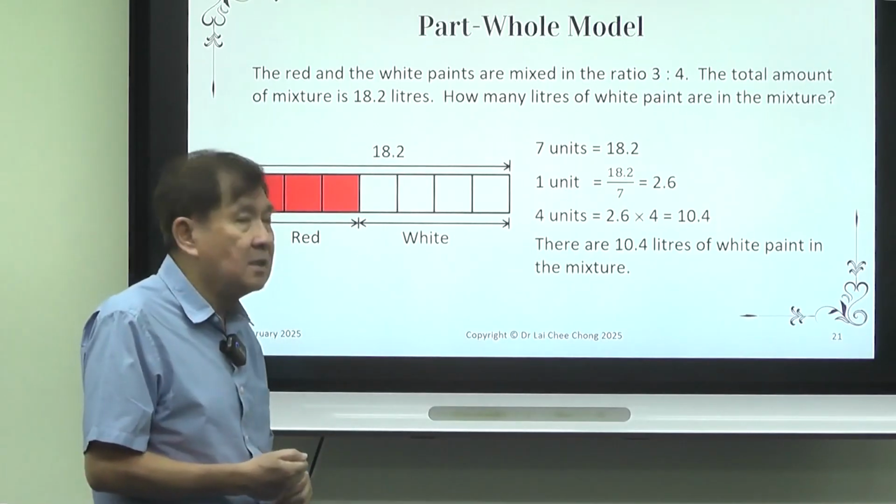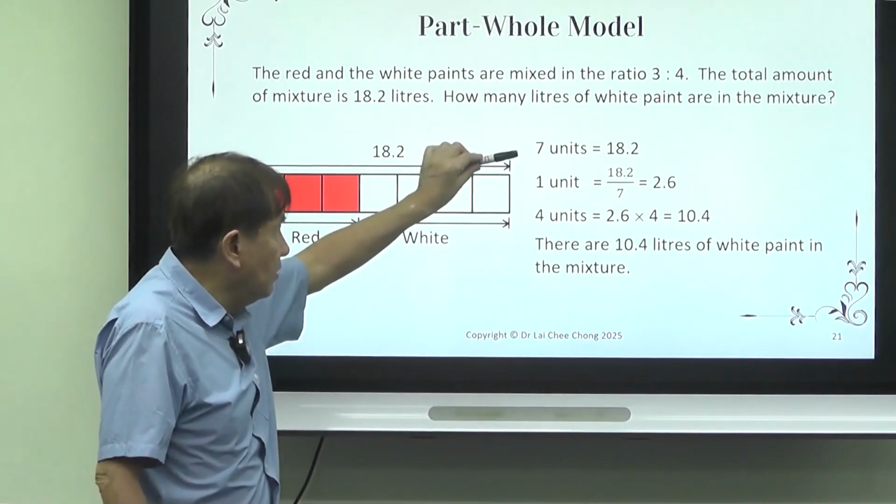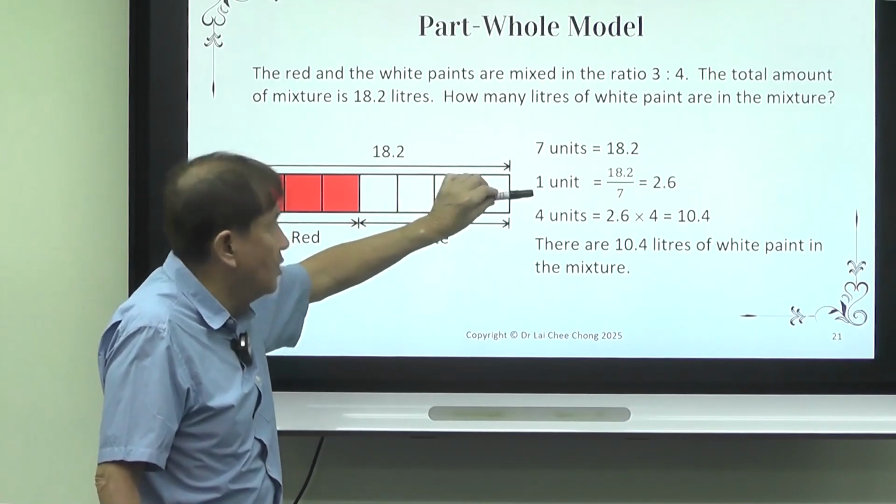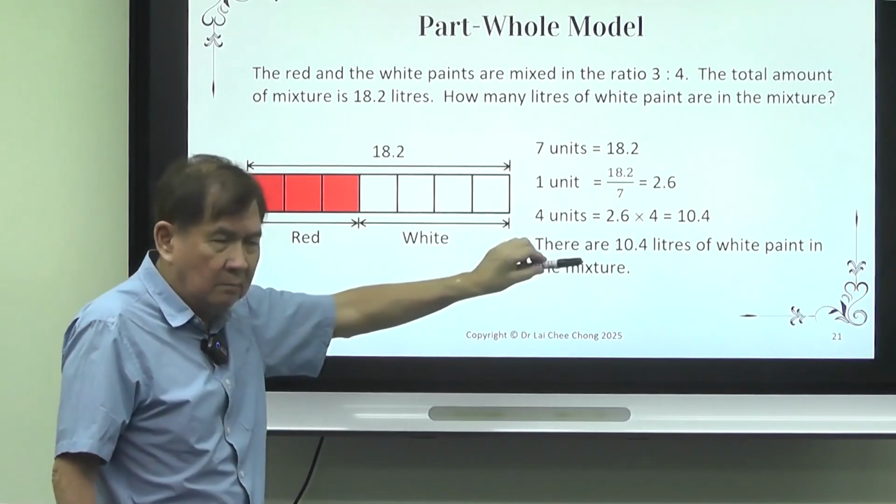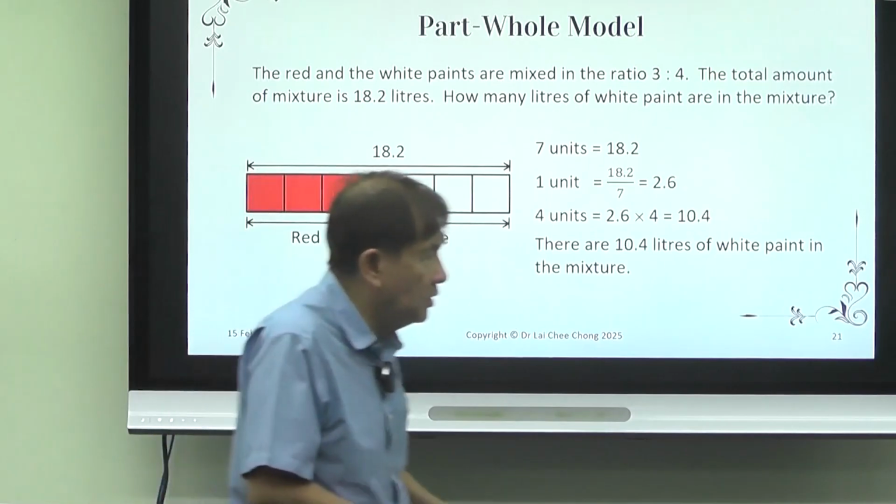In practice, I always let the student handle it this way. 7 units, how much? 1 unit, how much? Then 4 units, how much? This method, we call it the unitary method.